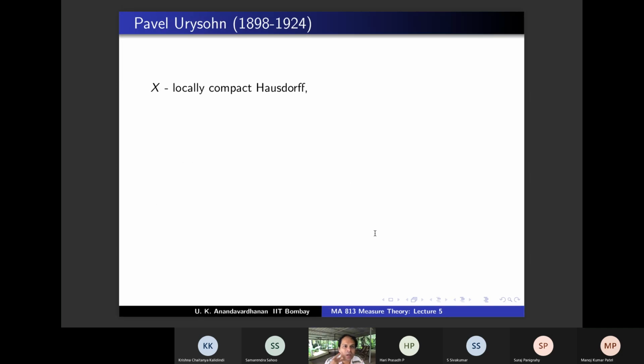Pavel Urysohn, only yesterday it struck me. Look how young he was when he died. What was his age when he died? 26. I was curious, how come such a small age? So what do you think? Natural or accident? If you have to take a guess, of course, one can have an illness also. Yeah, did you say something?